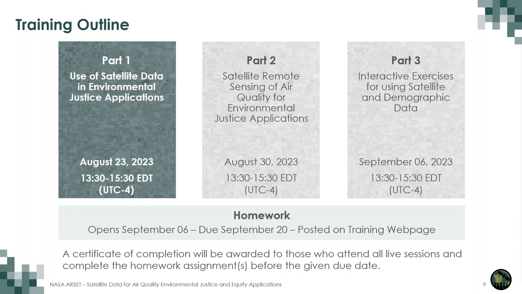Here, we can see an outline of the training series. It will take place over 3 weeks and consist of 3 parts, each 1.5 hours, plus a 30-minute Q&A. All presentation slides, recordings, and Q&A transcripts will be available on our training page. There will be 1 homework assignment, which will open on the date of the final part on September 6th. It will remain open for 2 weeks and close on September 20th. A certificate of completion will be awarded to those who attend all live sessions and complete the homework assignment before the given due date.